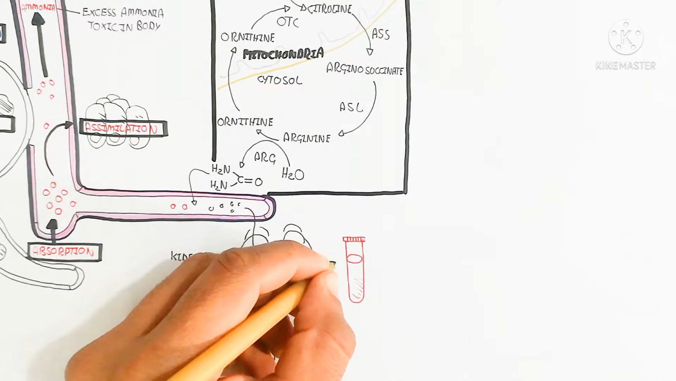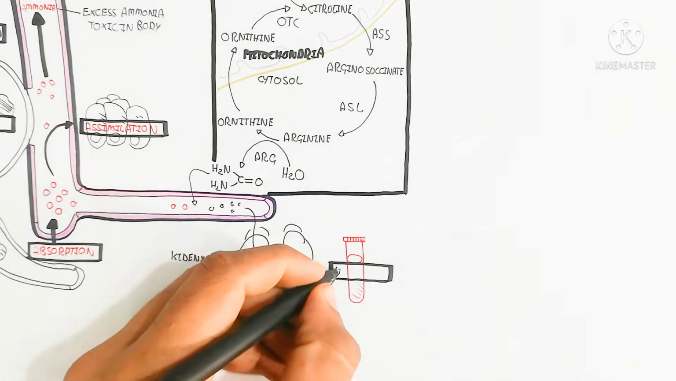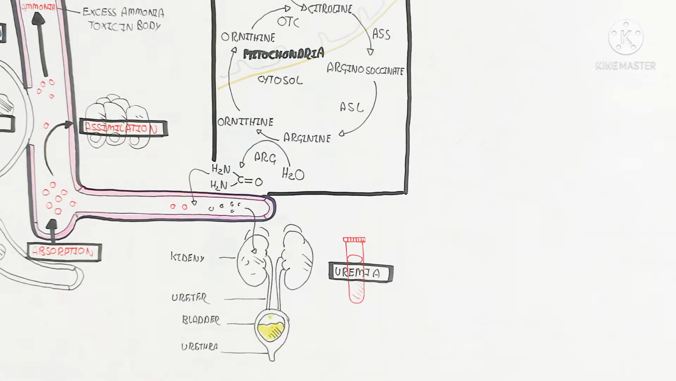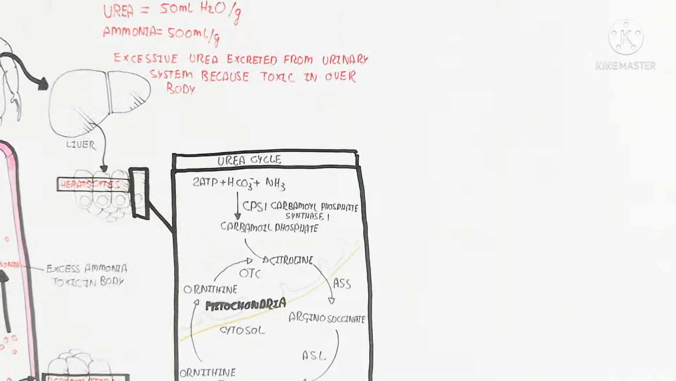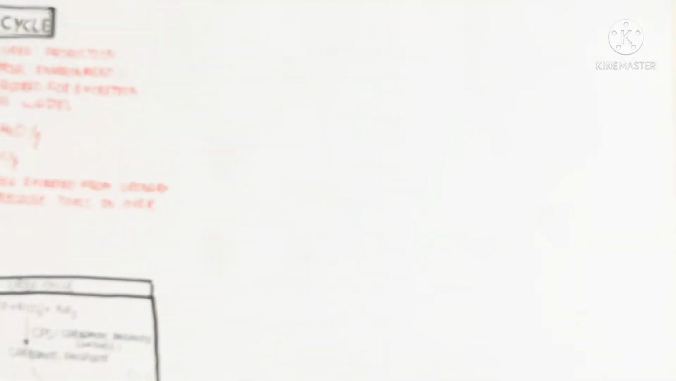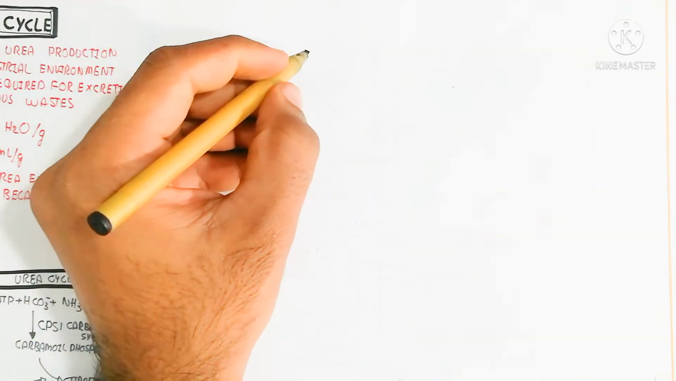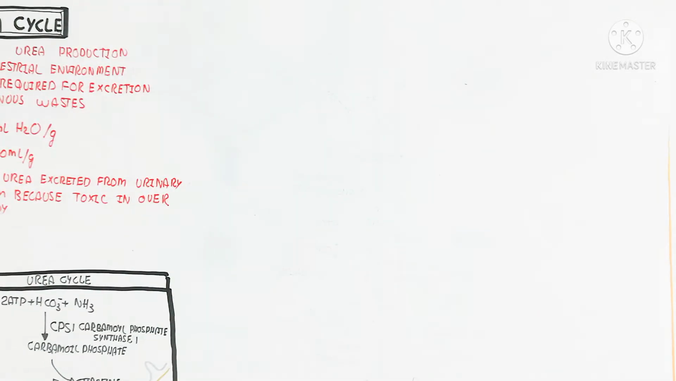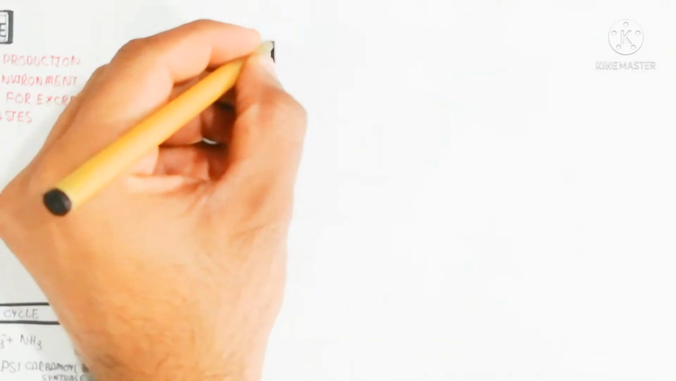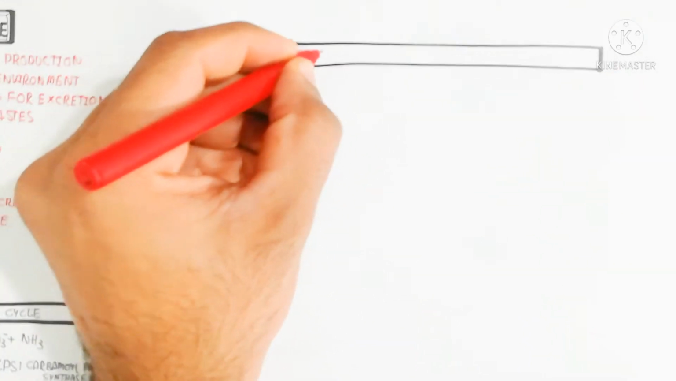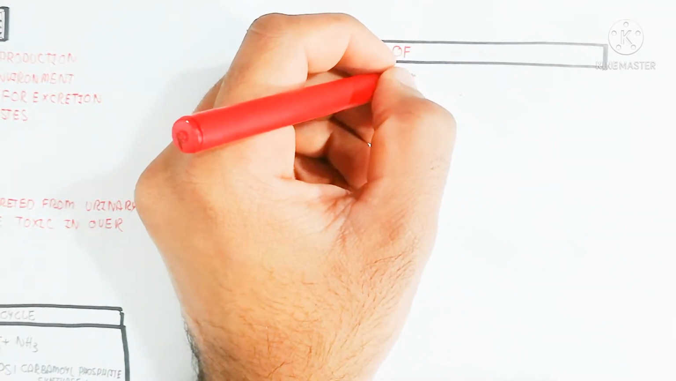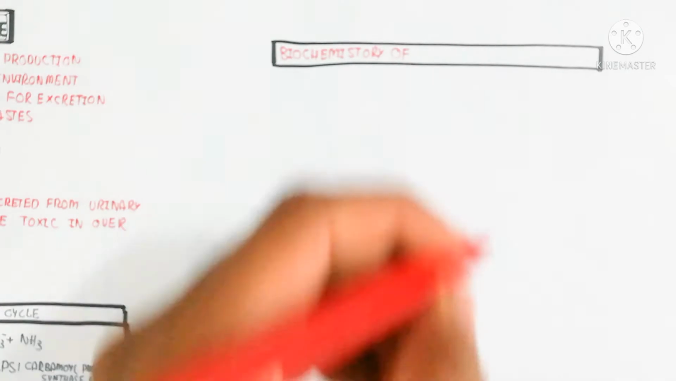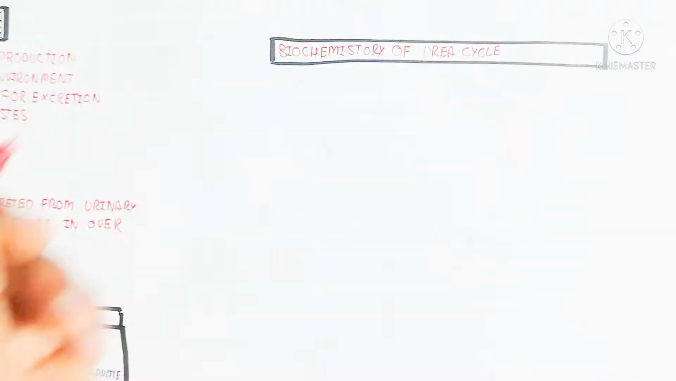But in the case of nephron dysfunction, uremia forms. With uremia, the excessive urea in our body becomes toxic, leading to metabolic disorders, and in this way a life-threatening problem can occur. So let's begin to understand the biochemistry of the urea cycle in detail. First of all, I want to say this is glutamate.